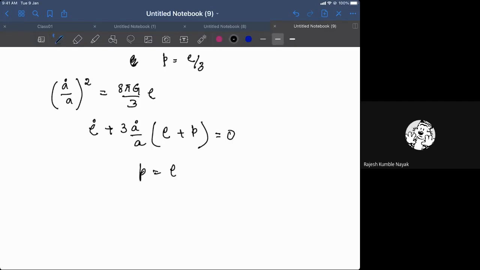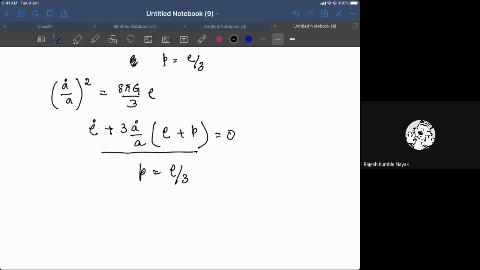p is equal to rho by 3. This is the equation which we need to satisfy. Let's follow the same trick that we used earlier. So we simply put this in the fluid equation, the second of the Friedmann equations, and then simply try to solve it. We can see what happens.